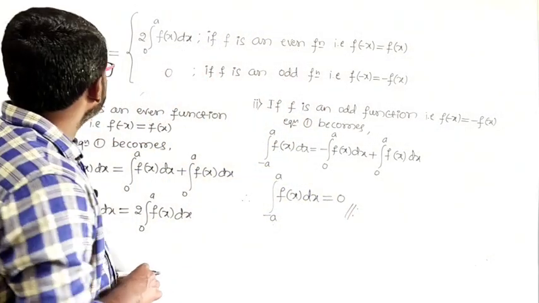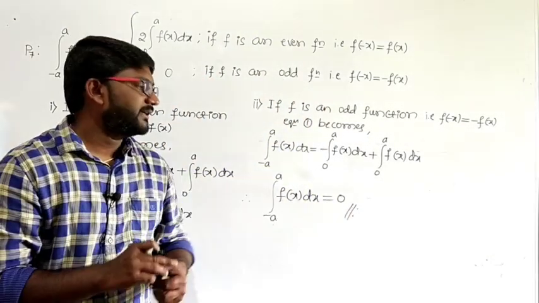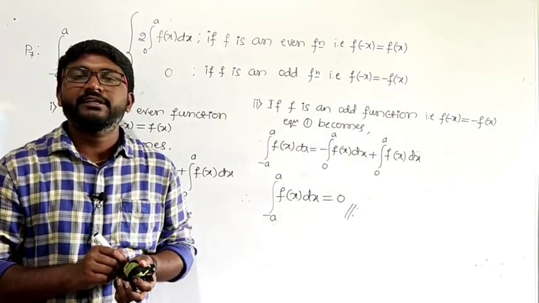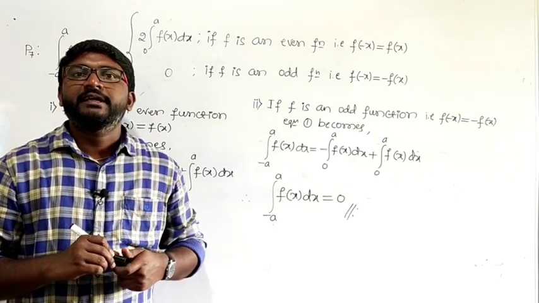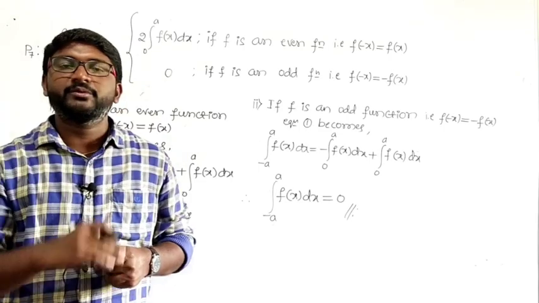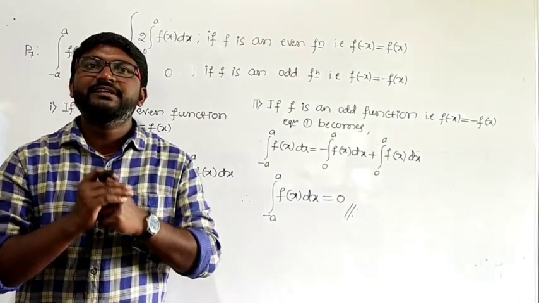So with this we have completed the property P7 as well as all the properties of definite integrals. As I have told you earlier, one definite question will come for the annual exam. So you need to practice all these P0 to P7 properties very well to get those 6 marks.